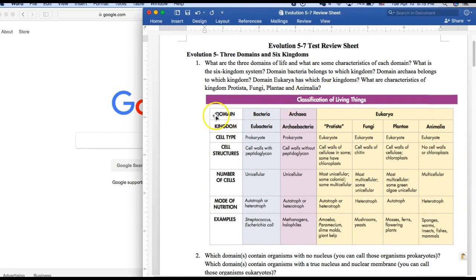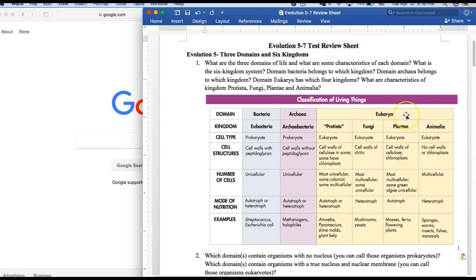The 3 domains, if you look on this chart, are bacteria, archaea, and eukarya. And the 6 kingdoms: under the domain bacteria, you have eubacteria. Archaea bacteria is under the domain archaea, and archaea bacteria is a kingdom. Under eukarya, there are 4 different kingdoms: protista, fungi, plantae, and animalia.